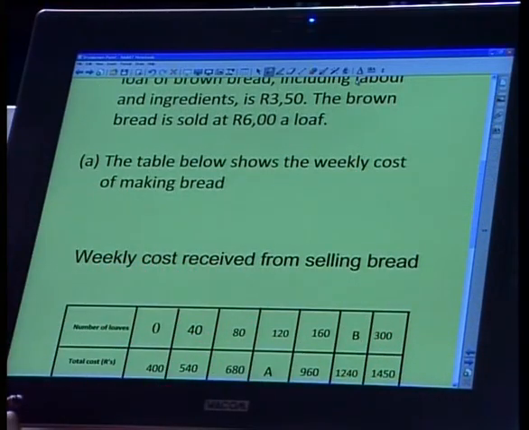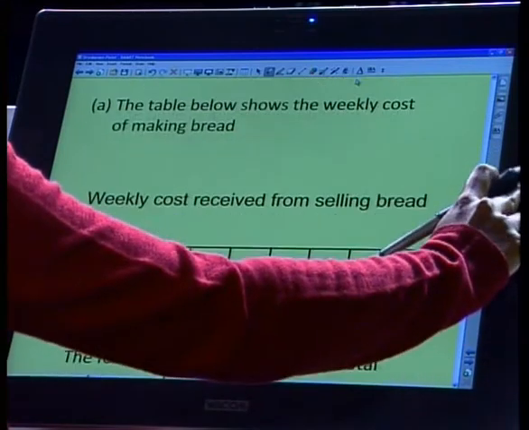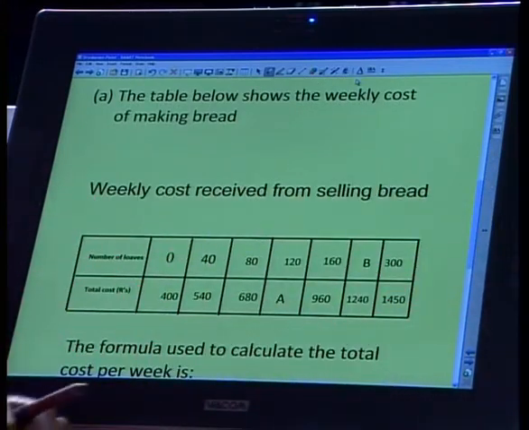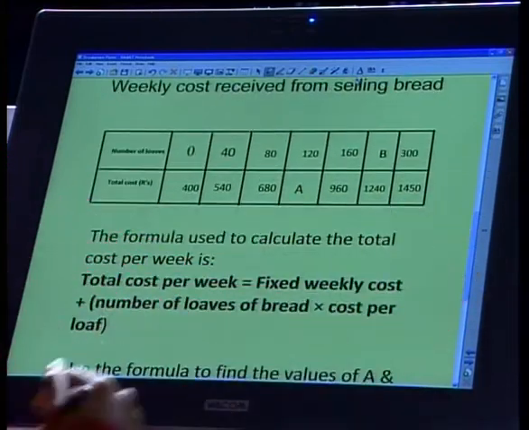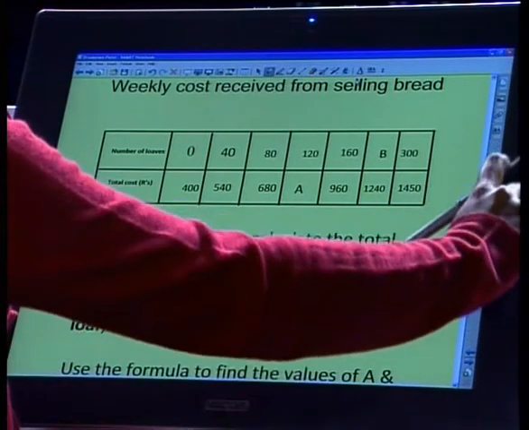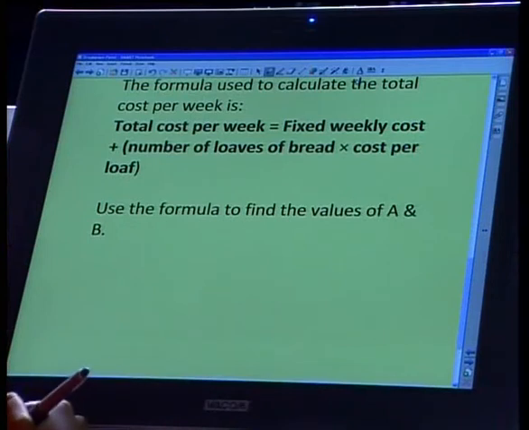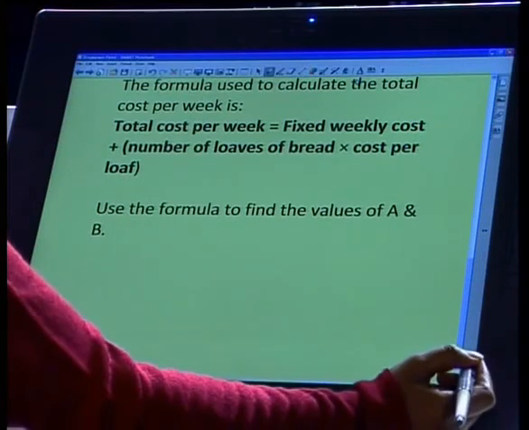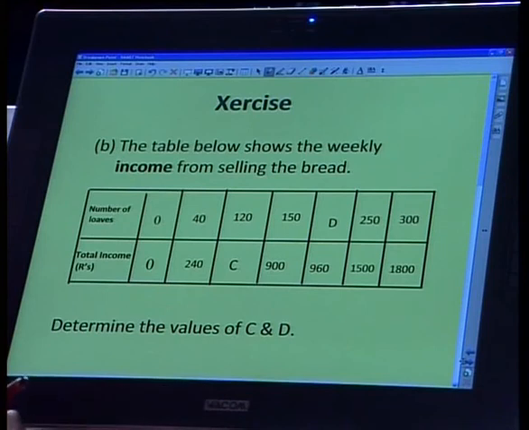The table below shows the weekly cost of making bread. The formula used to calculate the total cost per week is: total cost per week is equal to fixed weekly cost plus the number of loaves of bread times the cost per loaf. Use the formula to find the values of A and B. Part B of the exercise. The table below shows the weekly income from selling the bread. Determine the values of C and D.